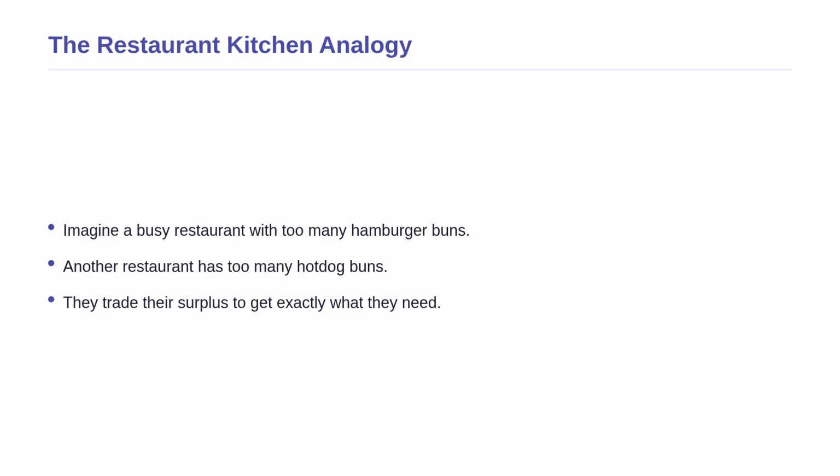Now that we have introduced the topic, let us start with a simple analogy to build our intuition. Imagine you are running a massive, bustling restaurant kitchen. Suddenly, you realize you have way too many hamburger buns, but absolutely no hot dog buns. Instead of throwing the hamburger buns in the trash, you find a neighboring restaurant that has the exact opposite problem. You simply trade your surplus for what you need. This simple act of swapping is exactly how your body handles its resources at a microscopic level. It is a highly efficient system of molecular trading.